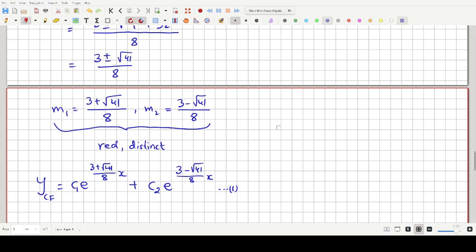Before we proceed, there is a little error over here. Our independent variable is t, so we should mention t over here. This is not x, that is t.